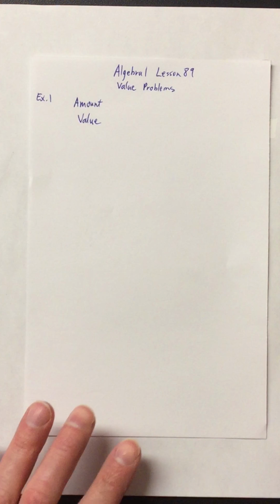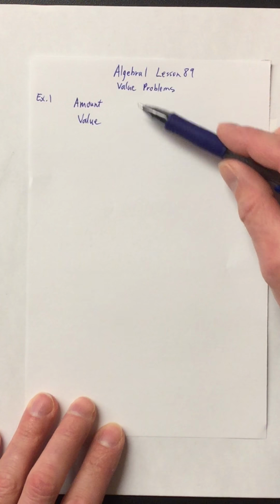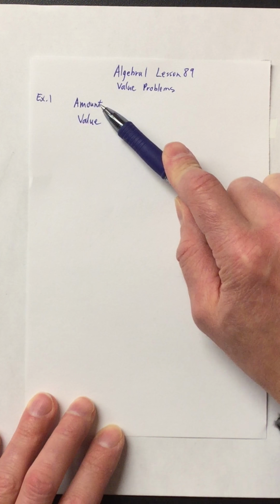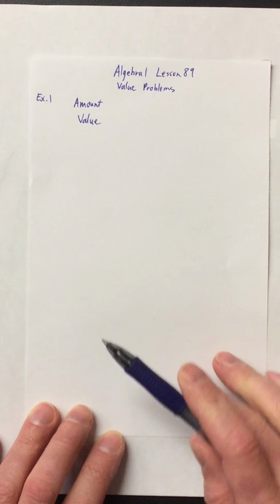In this particular lesson, we look at value problems. So, I'll jump into the first example. And as we look at this, once again, we're going to be able to write two equations to be able to solve this. And one equation is going to be our amount, and the other equation is the value one.